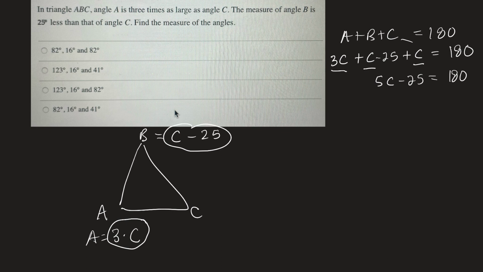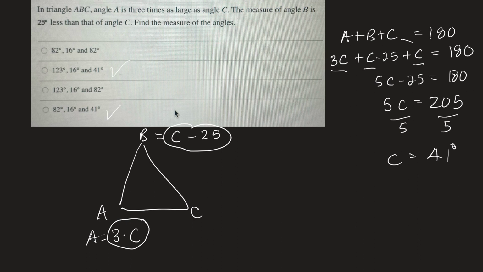Add 25 to each side, so 5C is equal to 205. And then divide both sides by 5. So C would be equal to 41, I think. Okay, so C is 41. So it could be that one or that one.